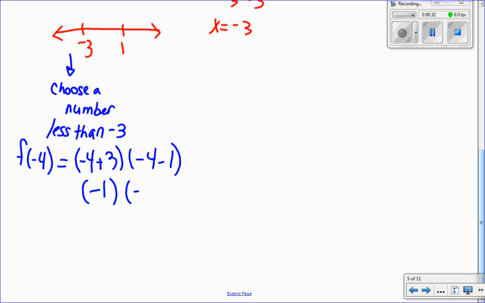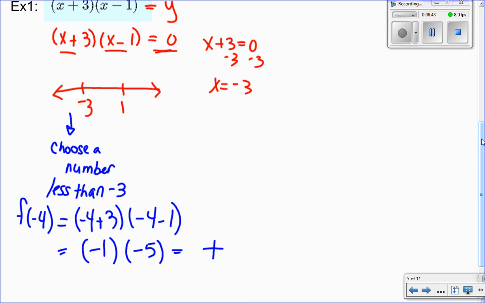And here we've got a negative. And a negative times a negative is going to give us a positive. So we know that that part of that interval on our sign diagram is going to be positive. Okay, we can do the same thing between negative 3 and 1.